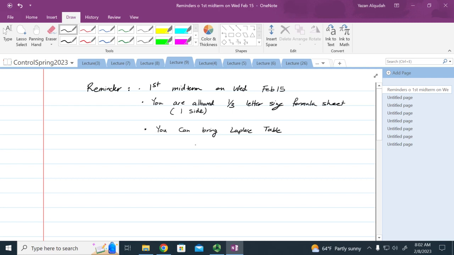We're going to have 3 problems. Anybody want to guess what the first problem is going to be? Laplace. Laplace and its properties. Partial fraction expansion, etc. What is the second problem going to be?